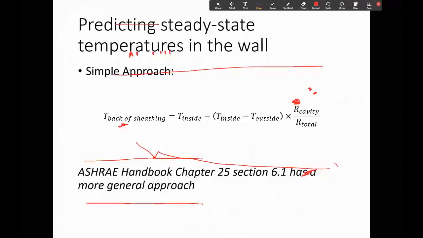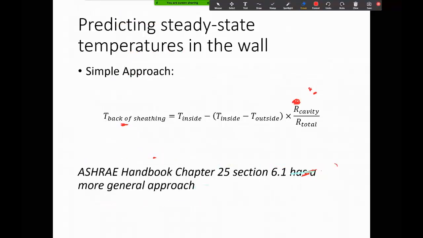Here's that thing that I was talking about, using that ratio between your R values. We'll just go over this really quick. This is in the ASHRAE Handbook, chapter 25, section 6.1. This is how you calculate where your temperature is going to be based on what section of your building envelope you're in.